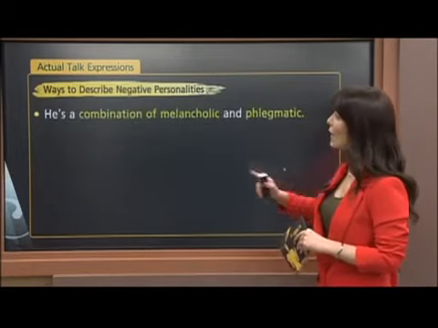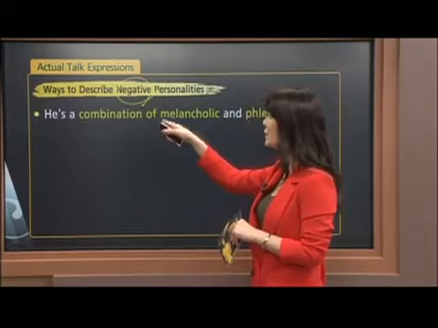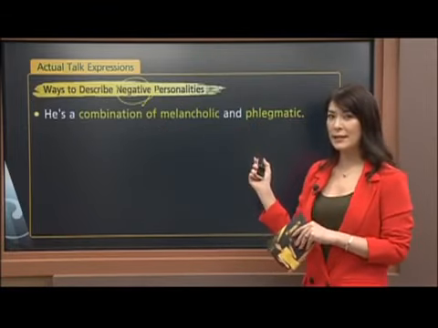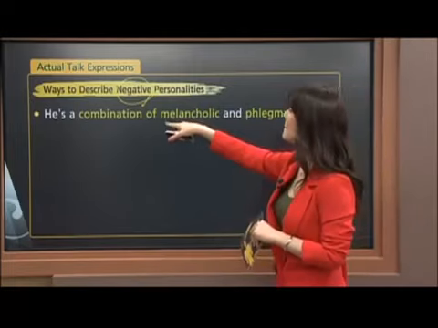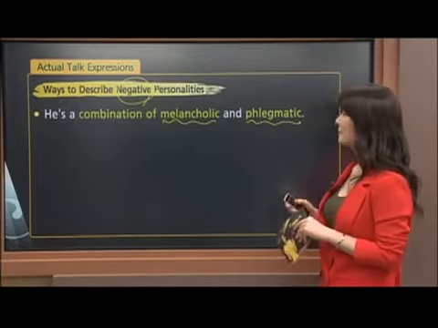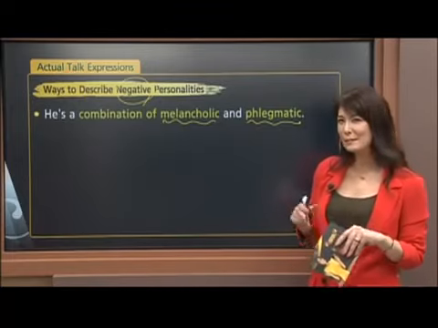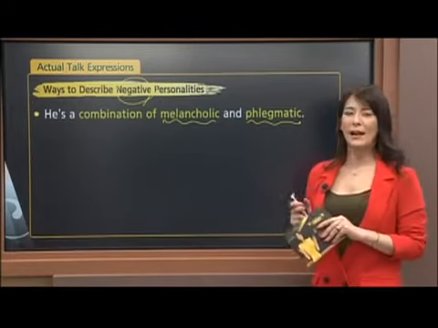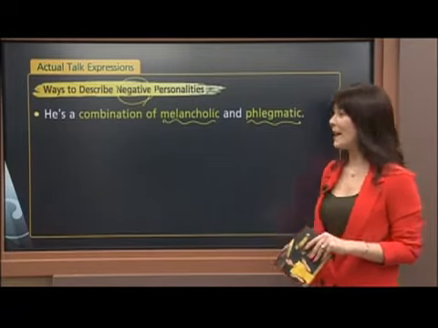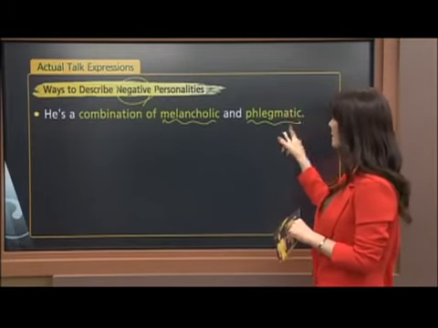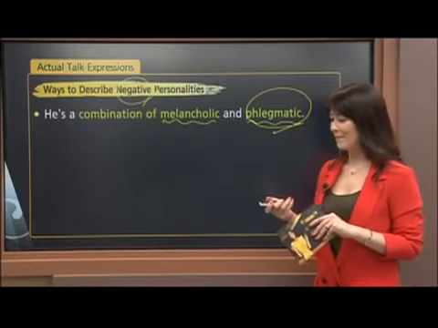Moving on to, now, ways to describe negative personalities. Okay, let's talk about the negatives now. He's a combination of A and B. So you can see he's A and B, but a great way to say that is he is a combination of melancholic and phlegmatic, okay? Melancholic is what? Kind of gloomy. Not so depressed, but kind of gloomy. And also phlegmatic is someone that does not really have or show emotions. Someone that's always very, very calm, okay? So melancholic and phlegmatic. This, once again, means very calm. Someone that does not get excited very easily, okay?